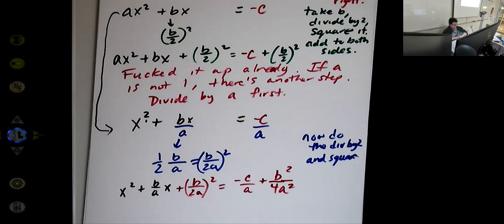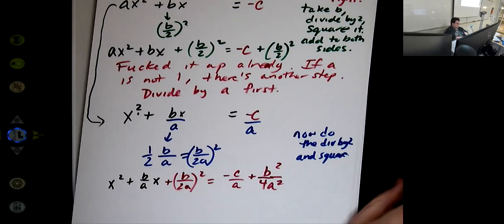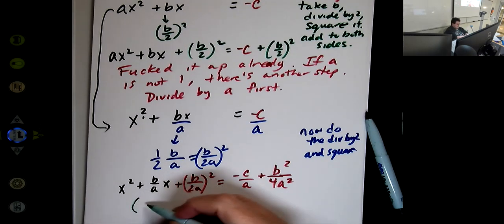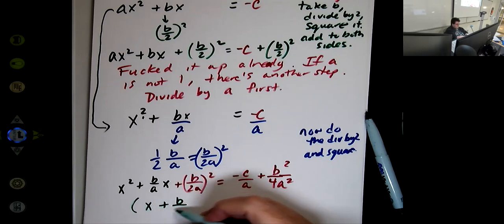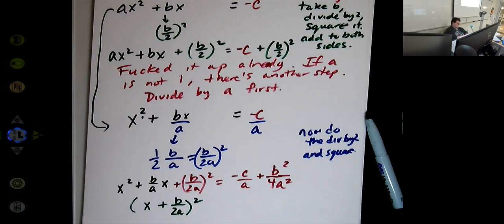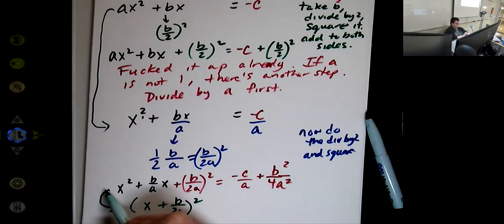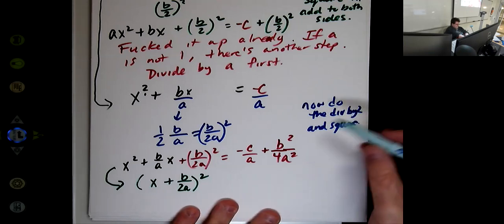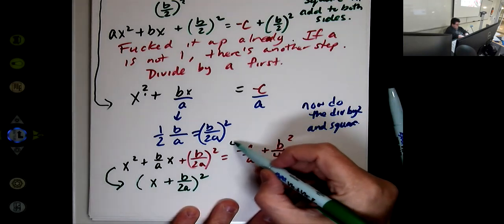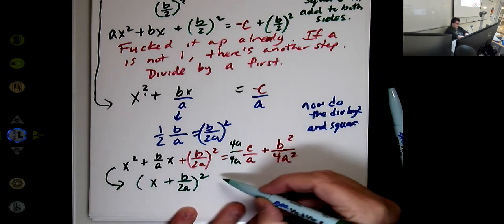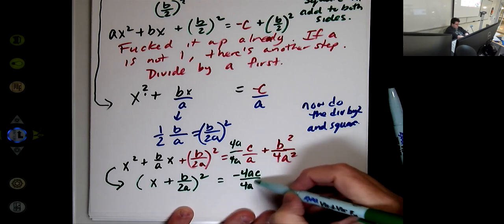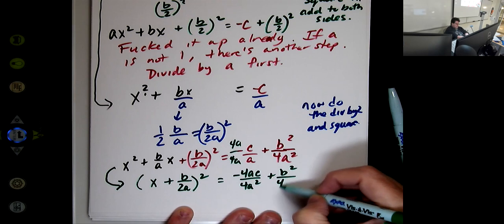All right, so the process of doing that makes the left side a perfect square. This is now, if you factor it, x plus b over 2a squared. I promise you. The right side, if I want to get a common denominator, I'm going to multiply this first one by 4a over 4a. And I'll get negative 4ac over 4a squared plus b squared over 4a squared.